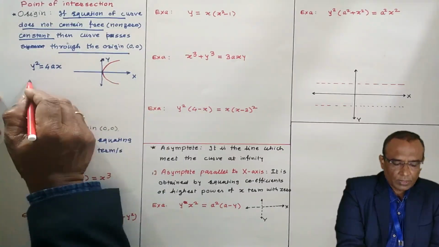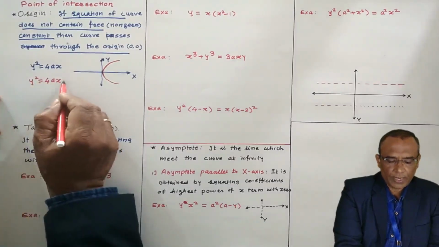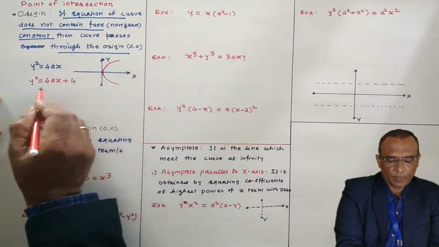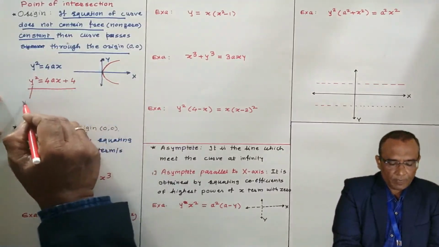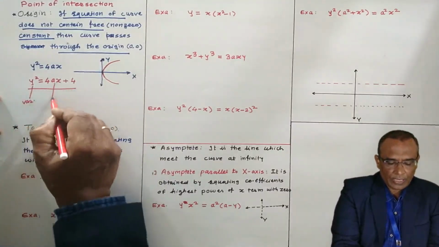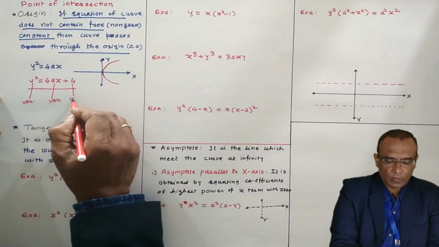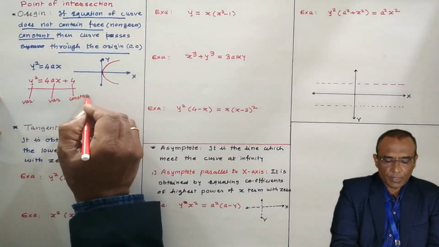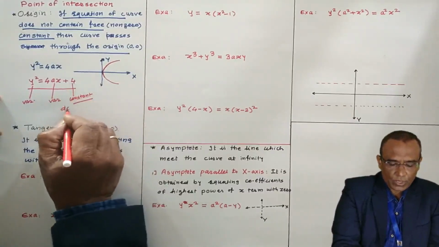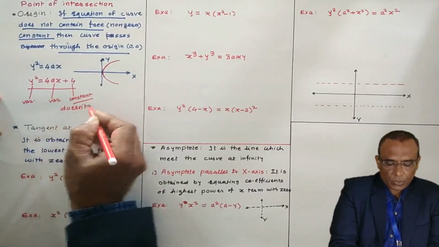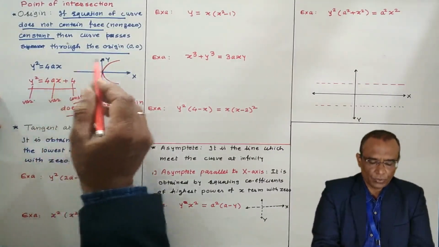Now, the next parabola, y square equal to 4ax plus 4. This parabola I am not going to draw, but this is a variable term, this is also a variable term, and this is a free constant term. And that constant term should be non-zero. Free constant. Therefore, this curve does not pass through the origin. It will not pass through the origin. If the equation does not contain a free constant term, then it passes through the origin.